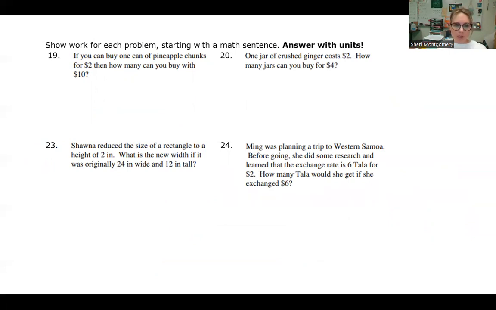So we have to define the relationship. We have pineapple and we have money. So you can buy 1 can of pineapple for $2. Then how many can you buy for $10? Okay. So this is 1 times 10 divided by 2, and you guys are correct.